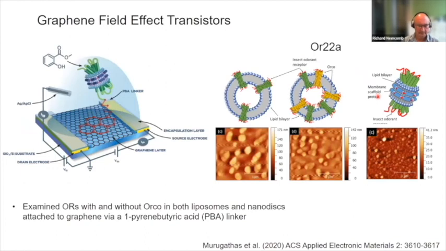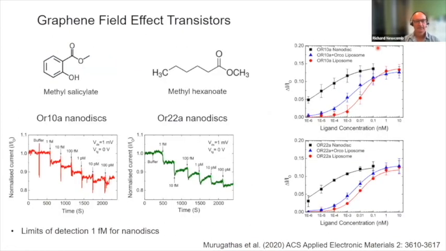And then finally, this is in collaboration with researchers at Victoria University, Wellington. This is using graphene FET. So here, the receptors have been, in this case, both formats again, liposomes and nanodiscs, and they've been attached onto graphene surfaces and then used as biosensors. And again, with the two receptors 10A and 22A, both shown to be very, very similar, sensitive with limits of detection down at around 1 femtomolar. So that's very, very sensitive.